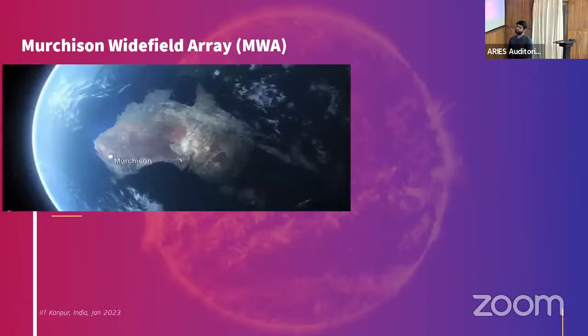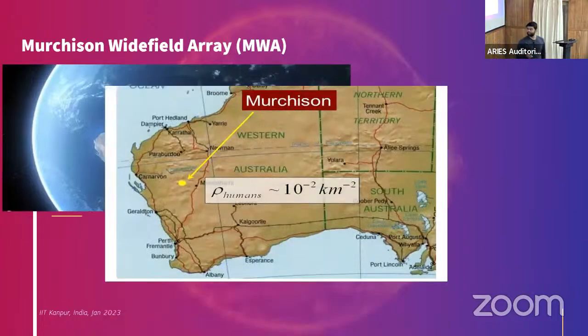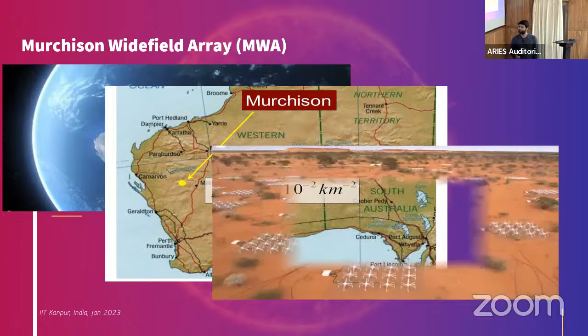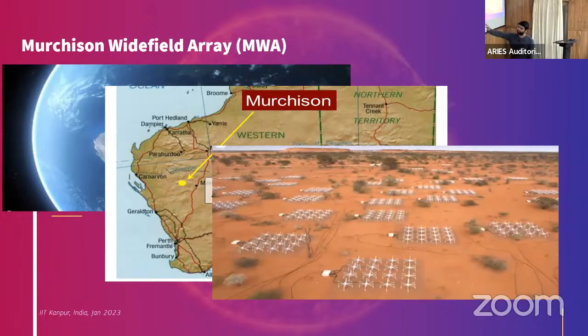It's located in Western Australia. Why is it located there? Because no humans live there, so there is no RFI, no interference background. Perfect for radio telescopes. All these radio telescopes are located in very, very remote areas. This is what the drone view looks like. You see these tiles, and then there are these beam formers which form the beam, and the cables which take the signals to the correlator.